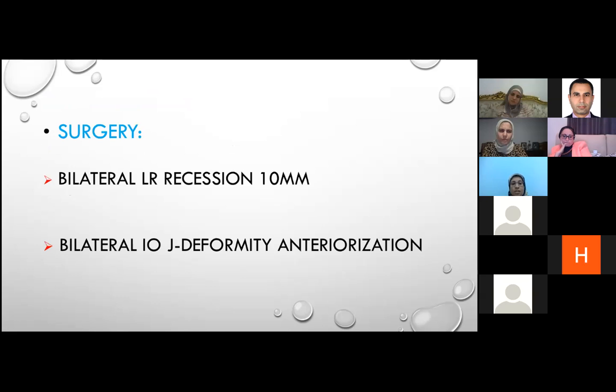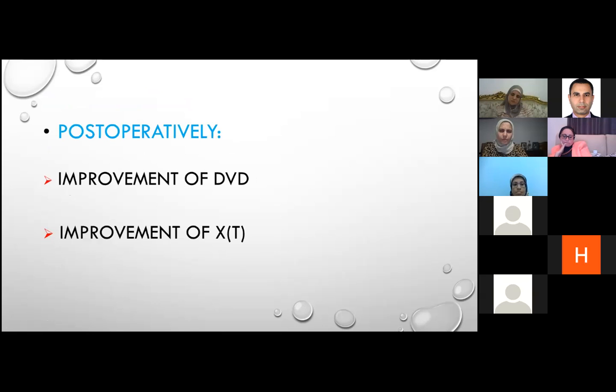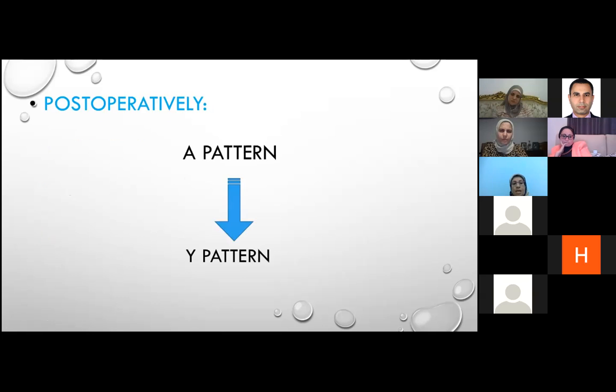I did bilateral lateral rectus recessions of 10 millimeters and bilateral inferior oblique J deformity anteriorization. There was improvement of the DVD, improvement of the XT, and the A pattern did not worsen. In fact, it turned into a Y pattern.